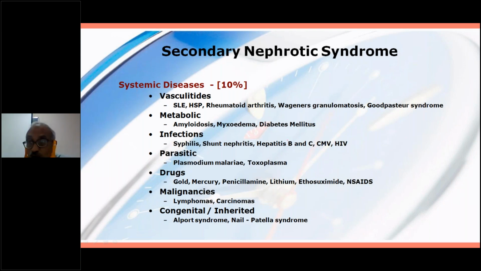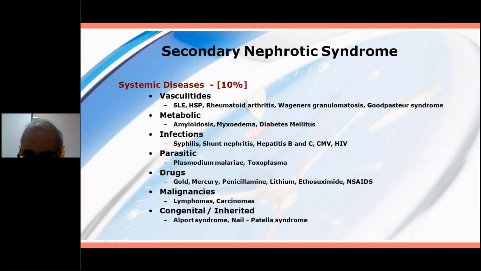Parasitic examples are Plasmodium malariae, not Plasmodium vivax or falciparum. Plasmodium malariae, which is prevalent in the African region, is known to produce nephritis, but not our falciparum and vivax. Please remember that only this one, so far identified, leads to this, and also toxoplasma as a parasite.